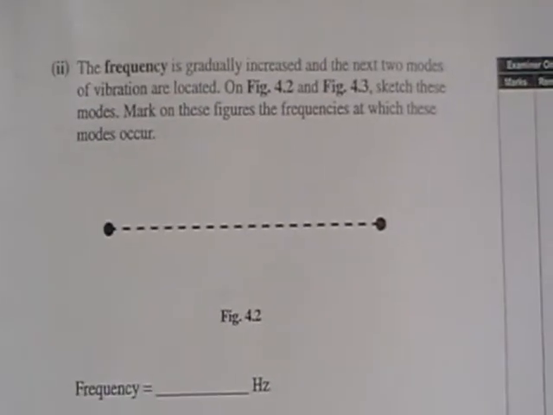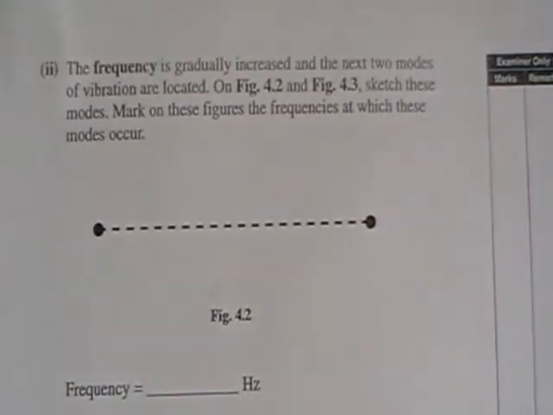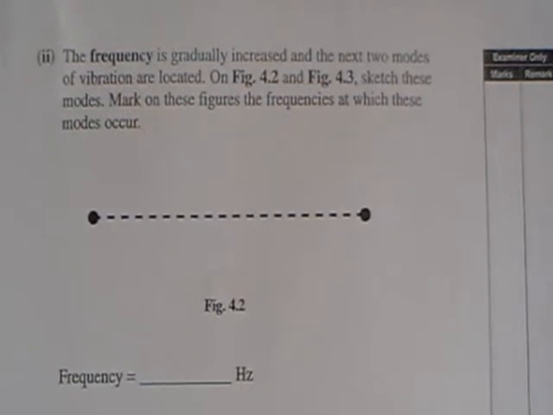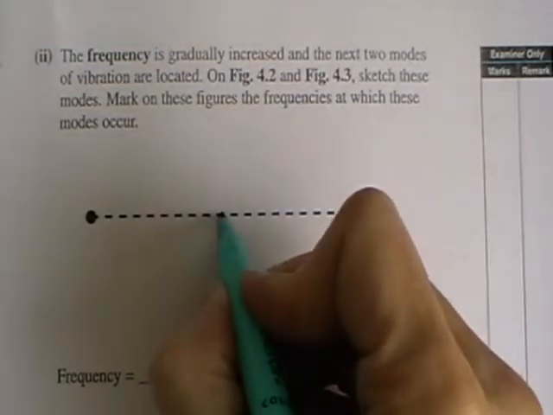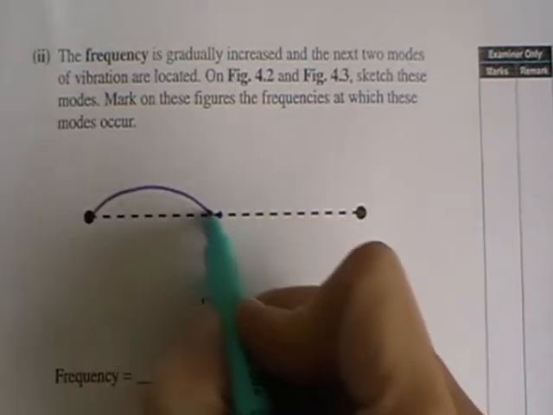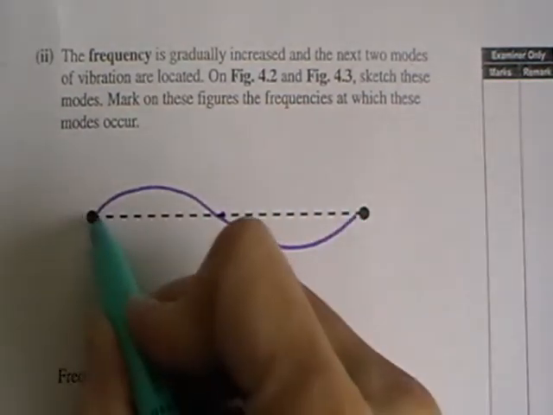The frequency is gradually increased and the next two modes of vibration are located. On figure 4.2 and figure 4.3 sketch these two modes. Mark on these figures the frequencies at which these modes occur. So you know that the next one has got two complete loops, and that's one complete wavelength.